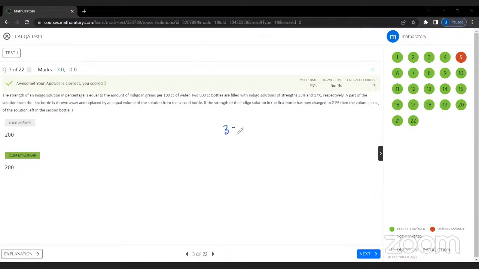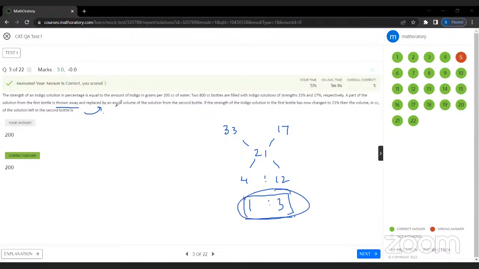So we have 33%, we have 17%, we have 21%. 4:12, 1:3, right? So what is this? This mixing is happening after the thrown away is done, right? The thrown away and replace. So this part is this one. This replaced by an equal volume of the solution. So this replacement is this one, right? So this mixing. So initially the thrown away hua hai na, so don't forget that.